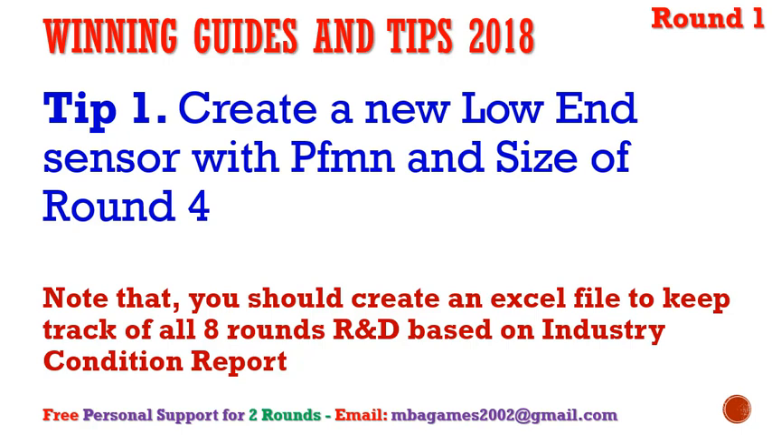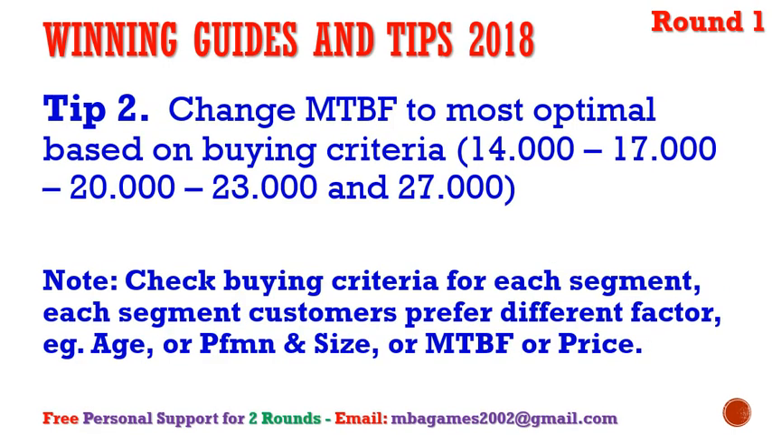So tip number 1, create the low-end sensors, and you can delay adding a new product to the second round, because if you want to gain good sales and good net profit from the first round, you don't have to add it right here. If you add a new product right from round 1, you get higher costs and lower sales, so good sales but low net profit in round 1. So my advice, you can consider adding a new product in the first round or the second round.